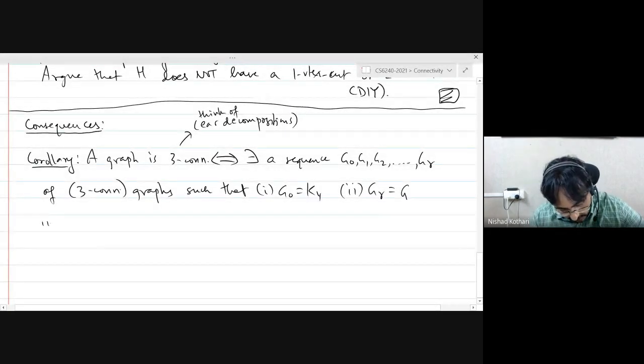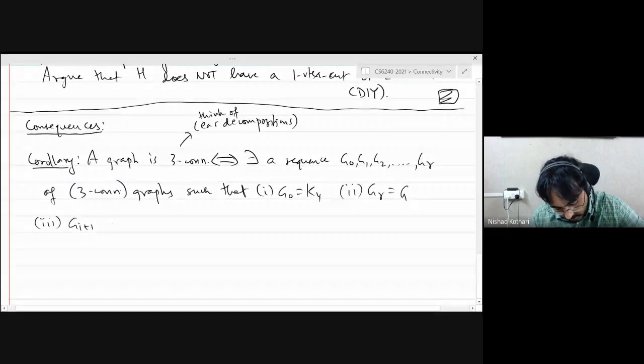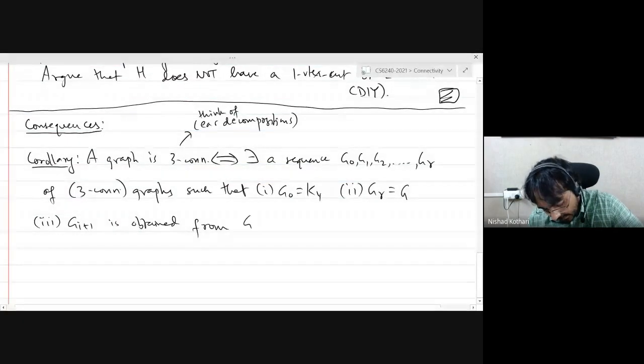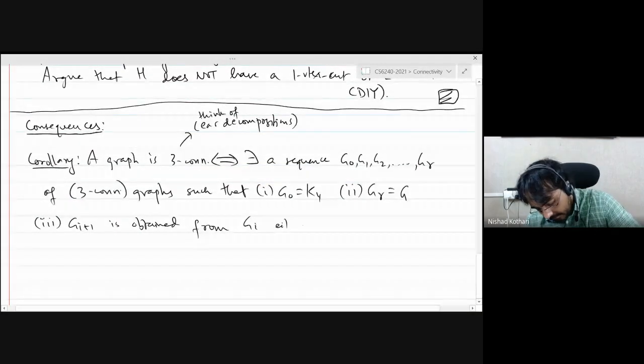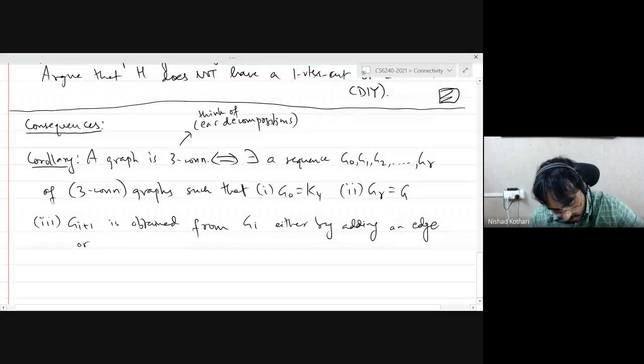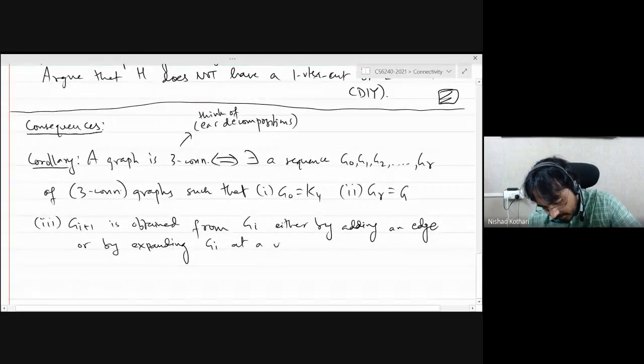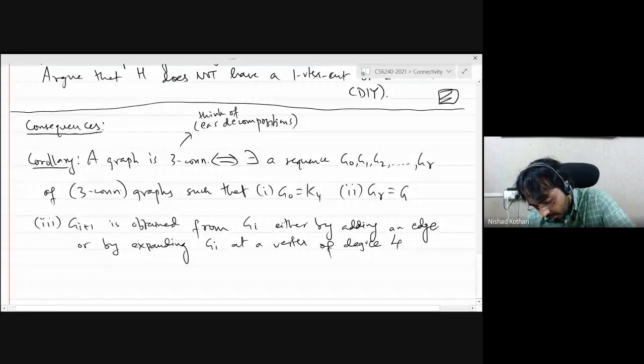And for all intermediate graphs, Gi plus 1, in fact, this also applies to the last graph, is obtained from Gi either by adding an edge or by expanding Gi at a vertex of degree 4 or more.